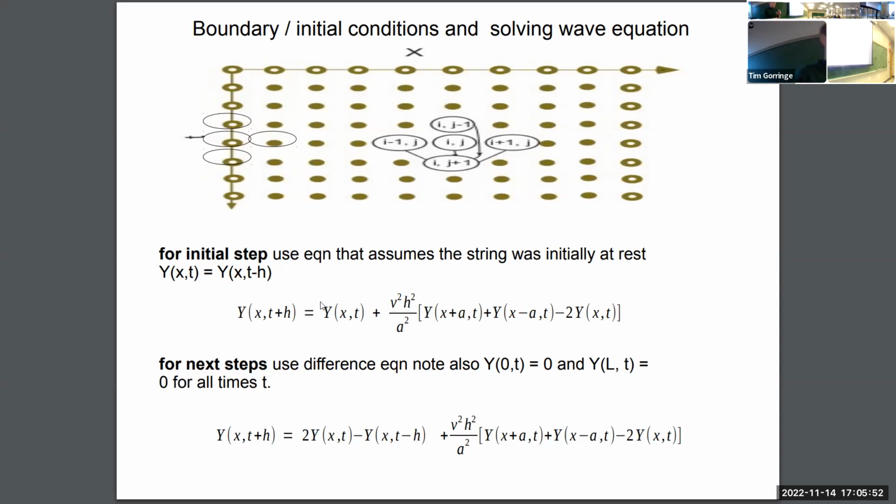It's an important point. It's like the assumption that the string was released from rest. So we are building that string being released from rest into our solution here.